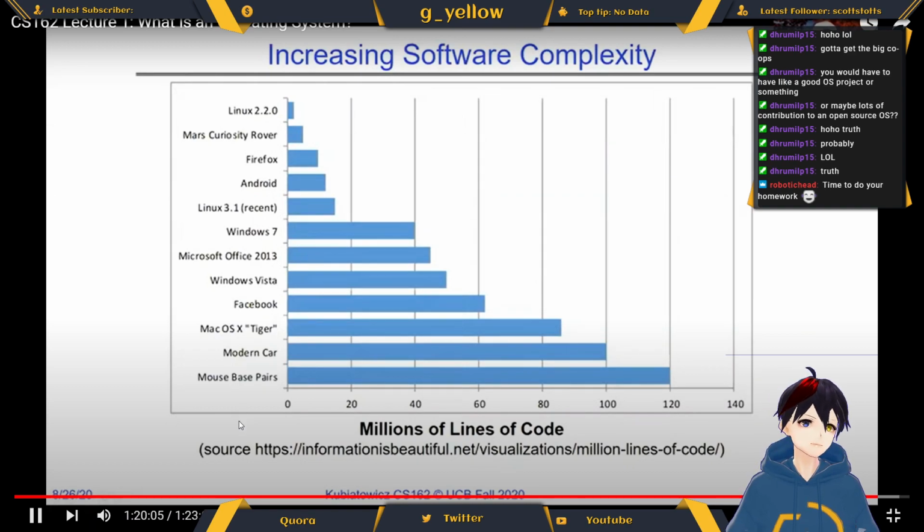By the way, you can go to this source and select the things you want and look at this yourself. This is informationisbeautiful.net. Genetic. Kind of fun to look at.